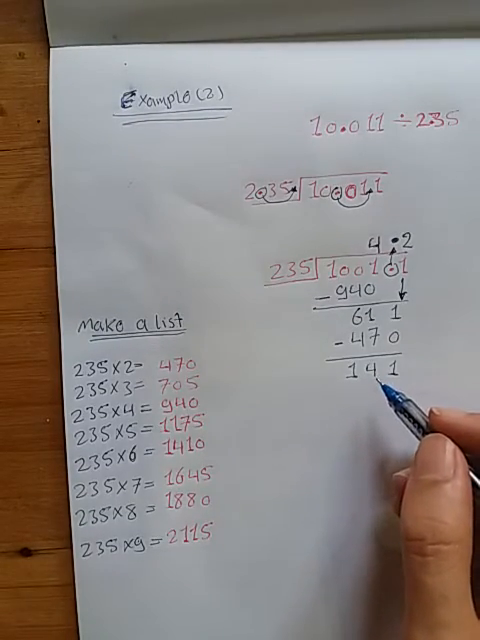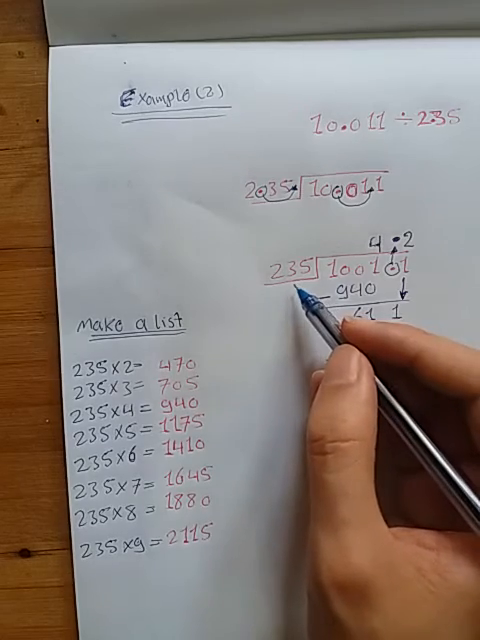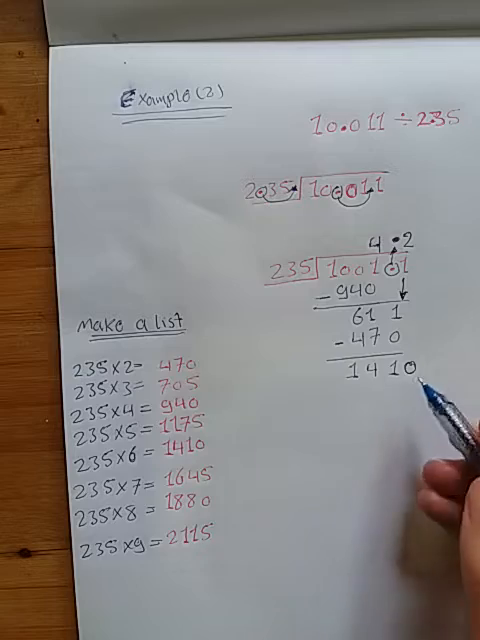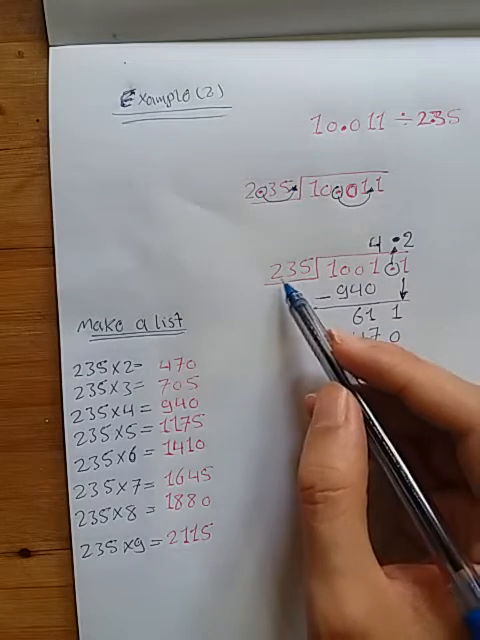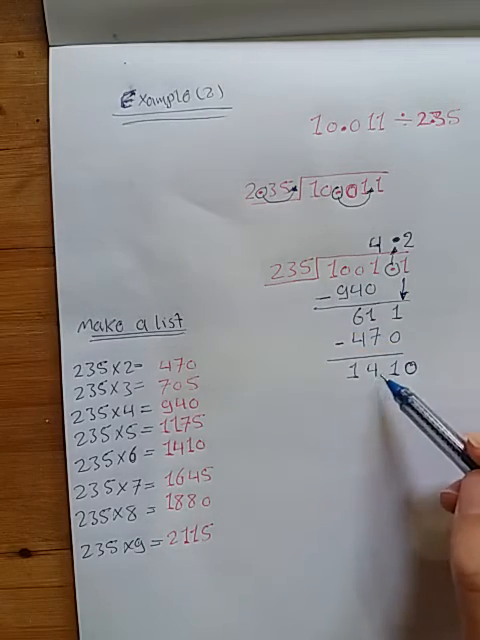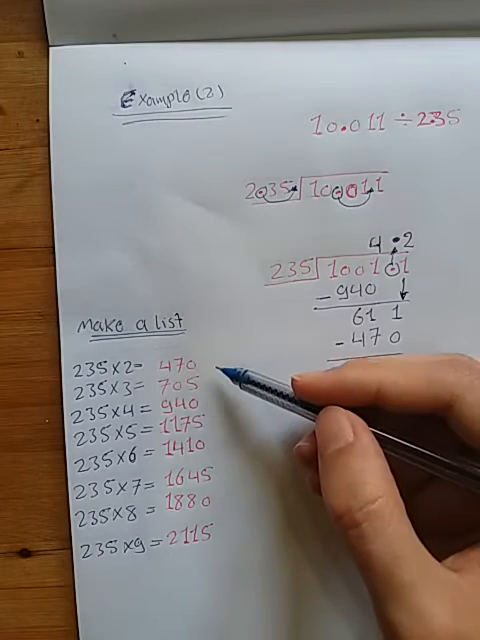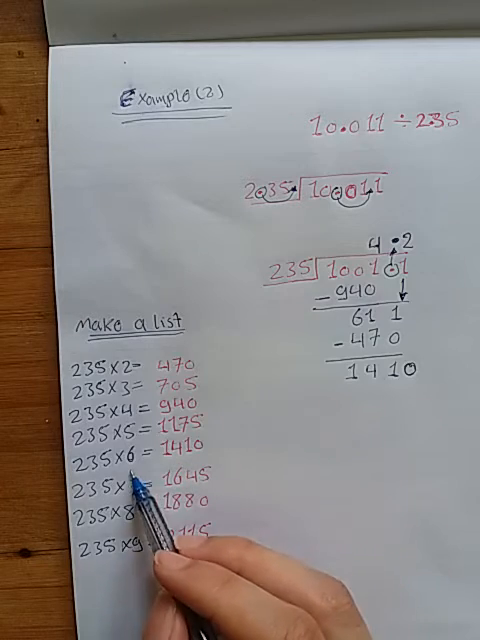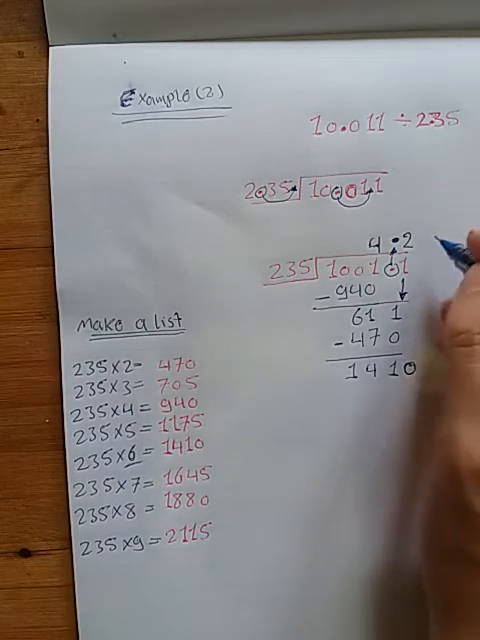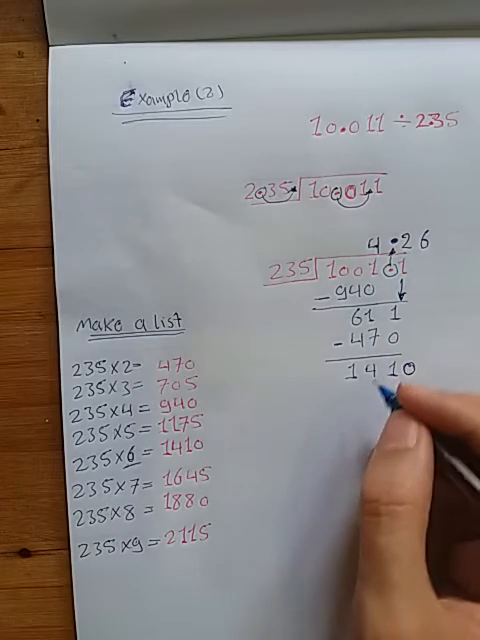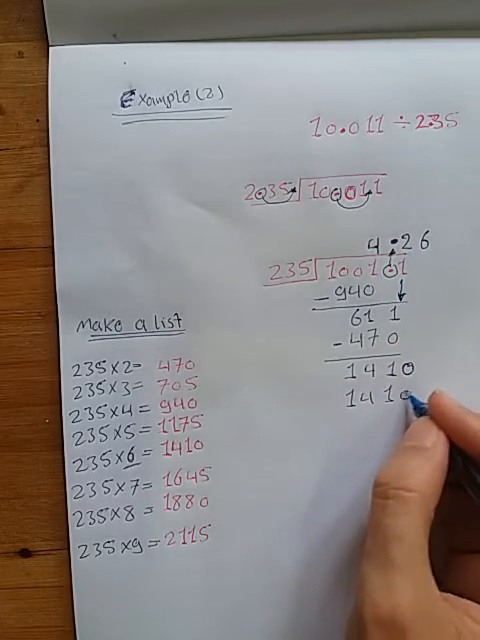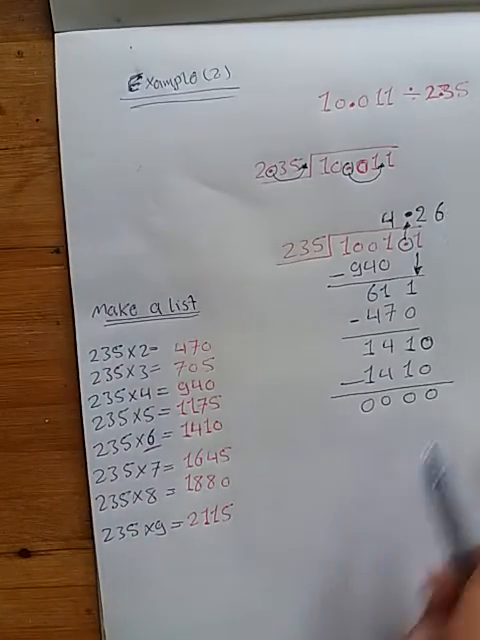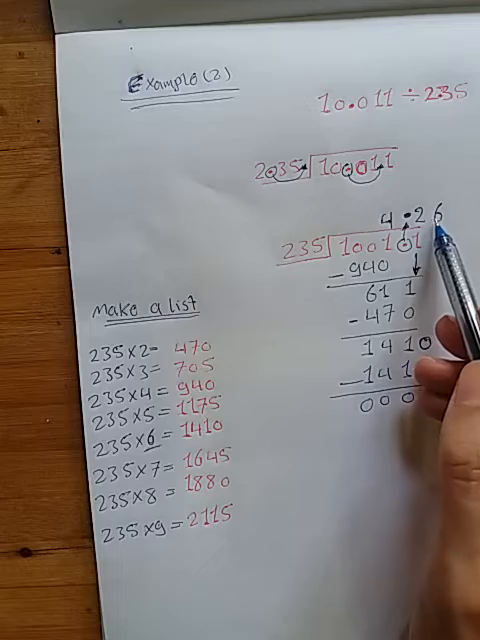Now 141 is smaller than our divisor, so we will add 0 to the right here, and let's see how many times does 235 go into 1410. Let's check our list. We have exactly this number, so the answer is 6. So our answer will be 4.26.